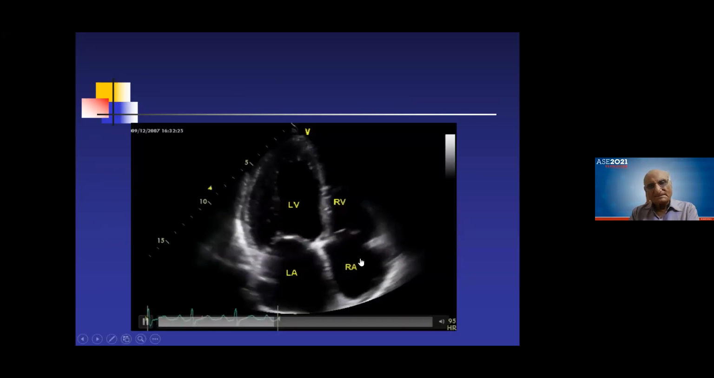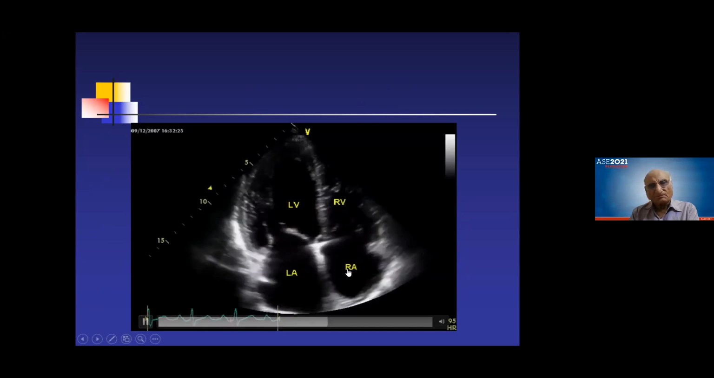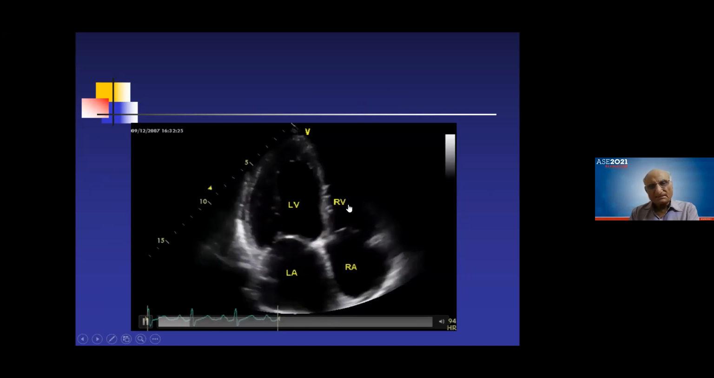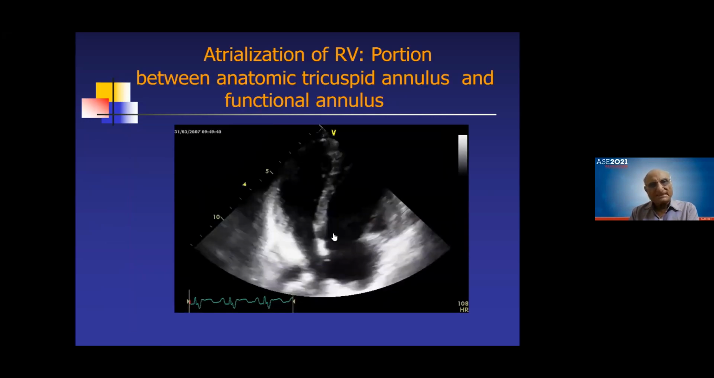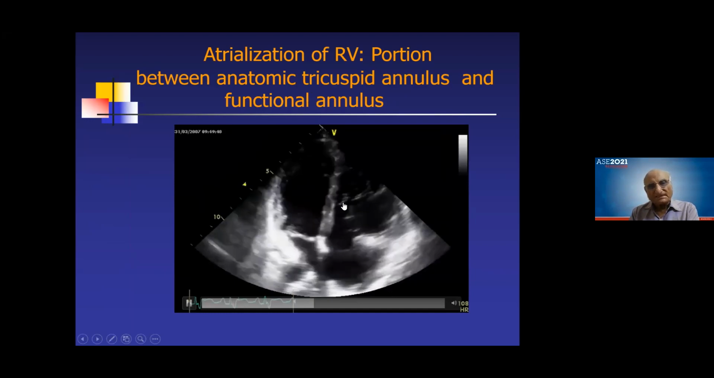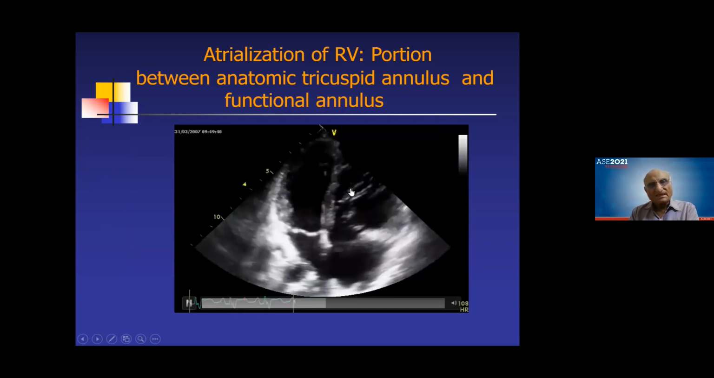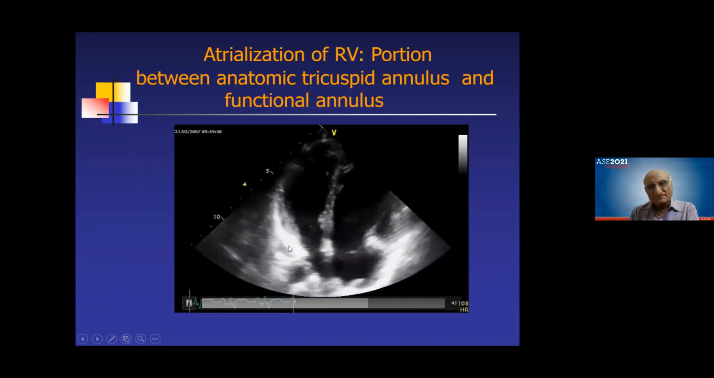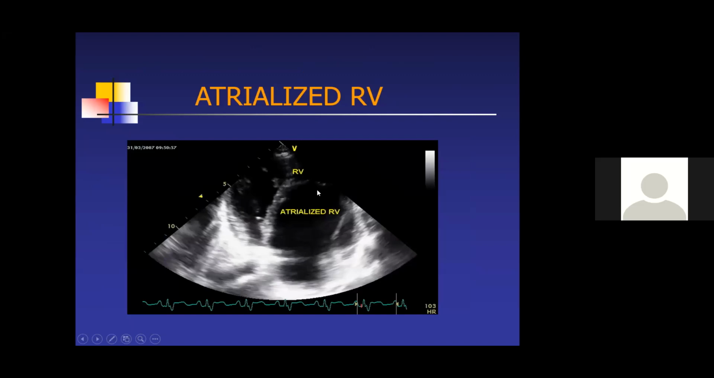You see again, always see the image where you see a normal individual, only RA, RV, nothing else. Now here you see, this is the atrialized portion, which is between the anatomical tricuspid leaflets and the portion of the tricuspid wall. If you take this still image, this is the atrialized right ventricle, and this is the small RV. This does not contribute too much to the RV output. So the more the atrialized right ventricle, the poorer is the prognosis.